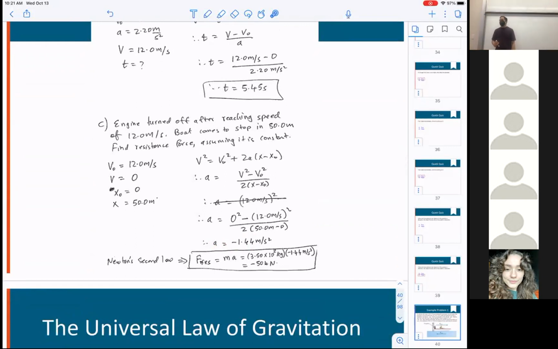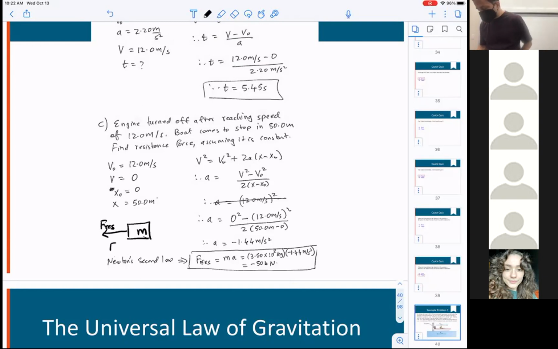Any questions on that? The final thing they're asking is what must be the force of the resistance. Once the engine is turned off, if you were to draw the force diagram for it, here's your M, there is no longer a force from the propeller. The only force acting on it will be to the left, and that's just the force of the resistance. Gravity and the normal force from the water cancel out, so the net force is only this resistance force.